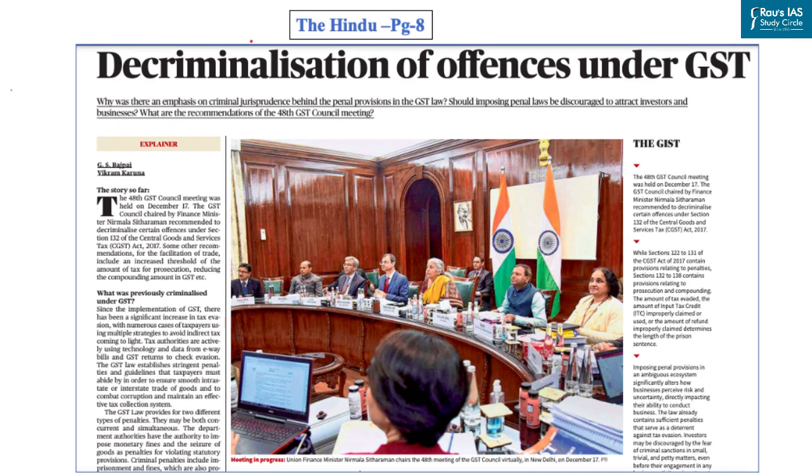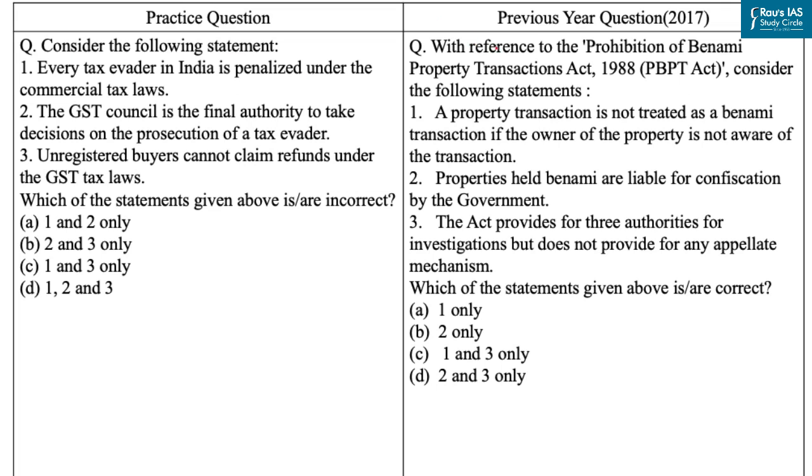Now, our next question is based on this article which appeared on page 8 in the Hindu newspaper. This article is about the 48th GST Council. The GST Council, chaired by Finance Minister Nirmala Sitharaman, recommended to decriminalize certain offences under Section 132 of the Central Goods and Services Tax Act 2017. Aspects of governance, transparency and accountability are important for your prelims as well as for your mains examination. In 2017, UPSC asked a question about the Prohibition of Benami Property Transactions Act 1988. So let's come to the practice question.